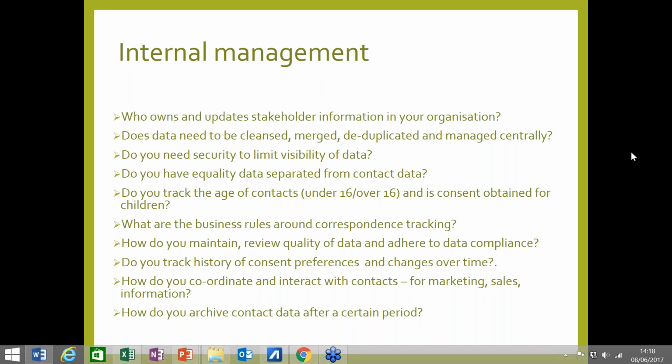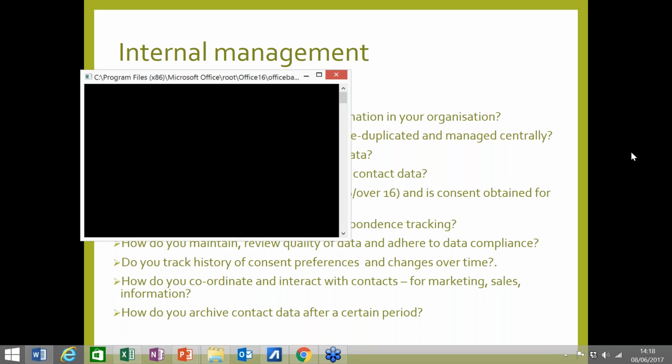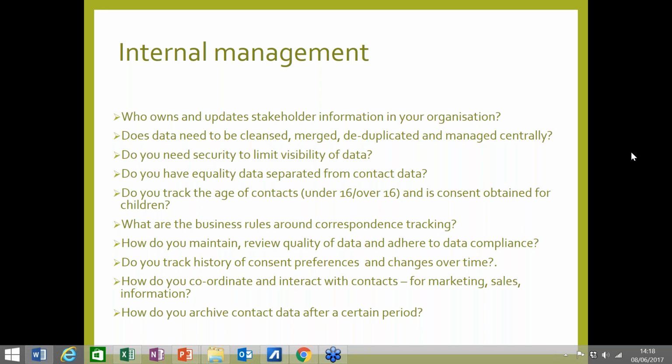The second is, this is coming up quite often now as well, around equality data and separating that from contact data. So is it important that your equality data about people, like their gender or age or ethnicity, should actually be anonymous and sat in a different object to that of the contact information? Is that something that you need to think about? And that, around age, also covers off the situation around young children.